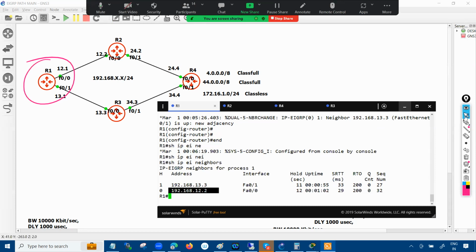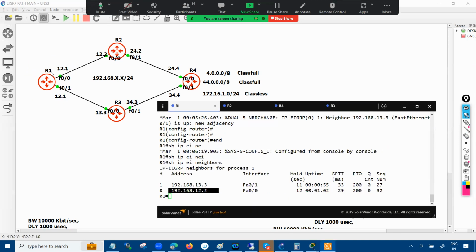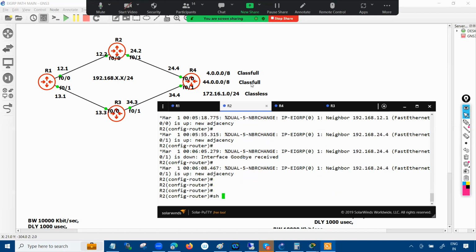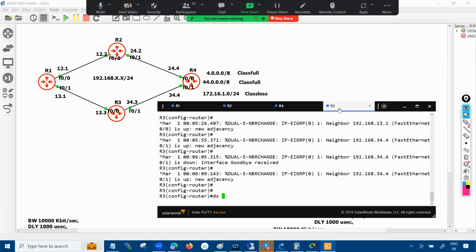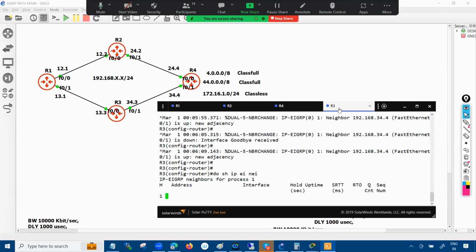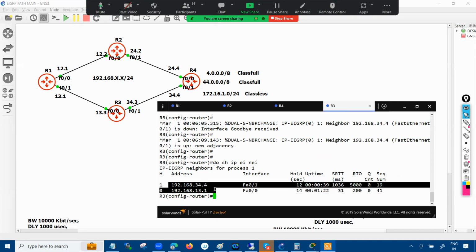Now it means that even router 2 is also going to maintain 2 neighborships, one with router 1 and one with router 4. If you go on router 2 right now, it also maintains 2 neighborships, one with router 1 and one with router 4. Even if you check on router 3 right now, do show IP EIGRP neighbor. Router 3 also maintains 2 neighborships. One is with 34.4, that's router 4, and one is with 30.1, that's router number 1.